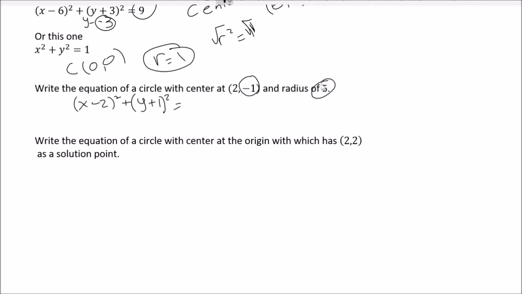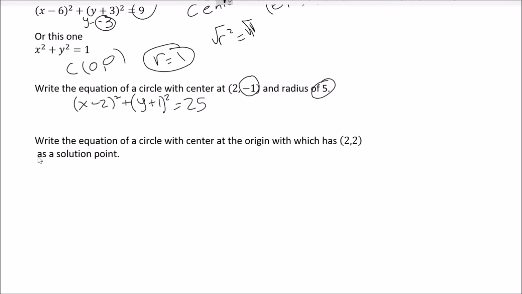Now I'm going to actually square it. 5 squared is 25. So I hope you see how we can look at this information and just directly write out the answer. We don't have to do a bunch of simplification steps because we know how to square that in our head. Okay, and we have one more and we'll be done. We're going to try to write out the equation of a circle whose center is at the origin and which has (2, 2) as a solution point.